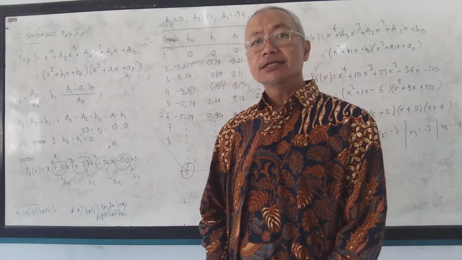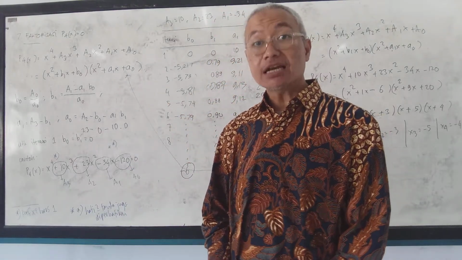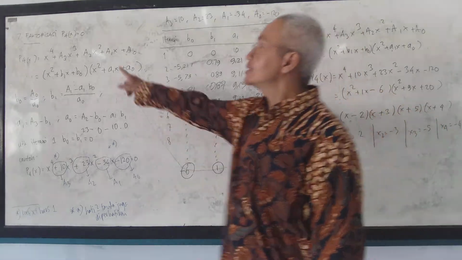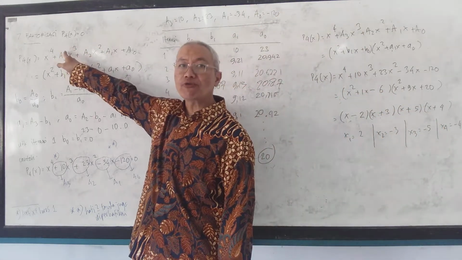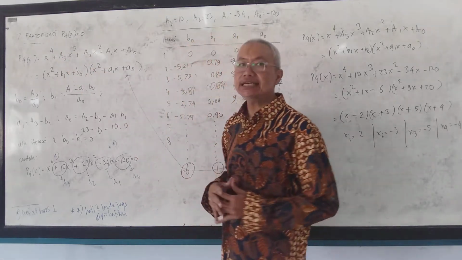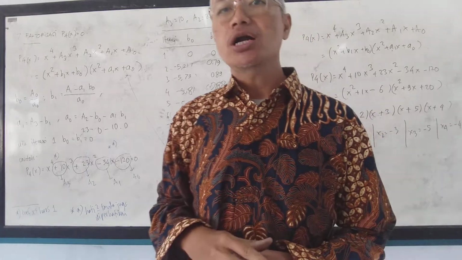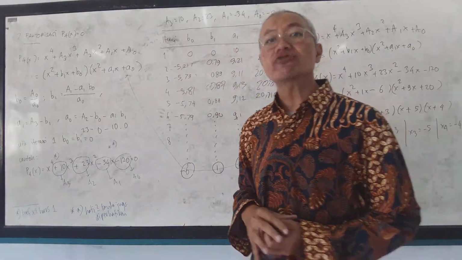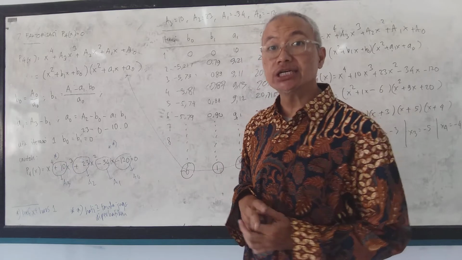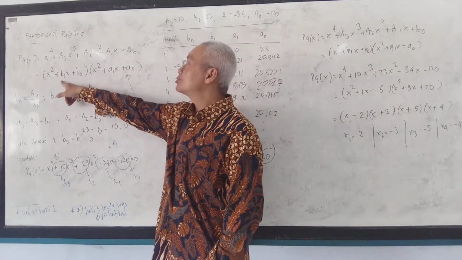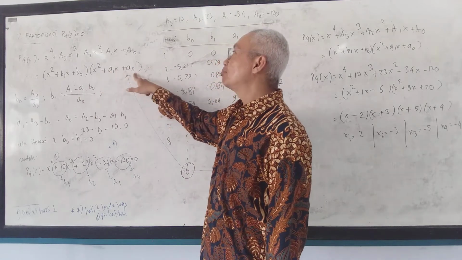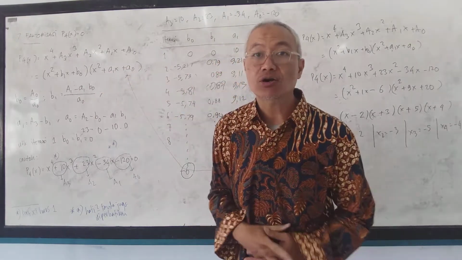The second method I will teach you today is the factorization power form. We can see that the equation power 4 can be factorized, can be divided into two equations. What are they? x squared plus b1x plus b0 and x squared plus a1x plus a0.